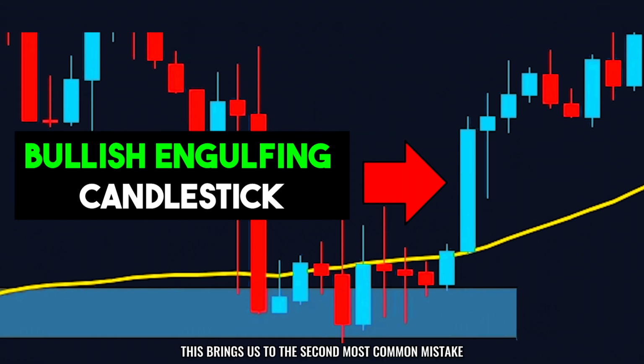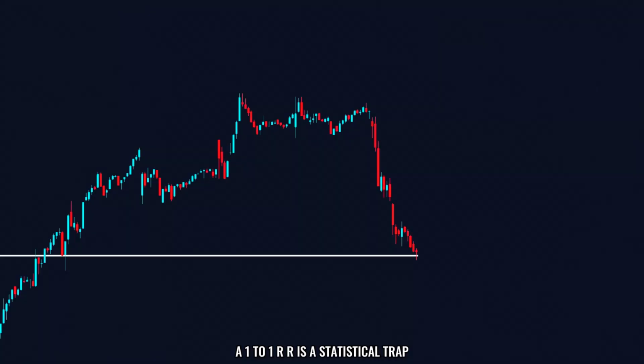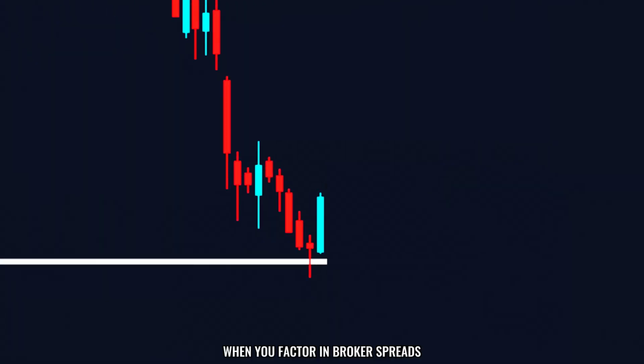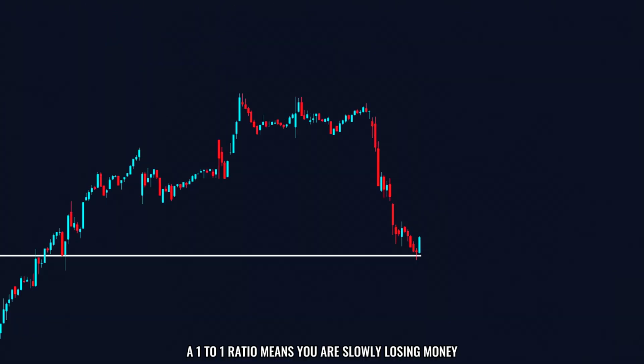This brings us to the second most common mistake traders make, trading with a poor reward to risk ratio. A 1-to-1 RR is a statistical trap. When you factor in broker spreads, commissions, and occasional slippage, a 1-to-1 ratio means you are slowly losing money, even if you have a 50% win rate.